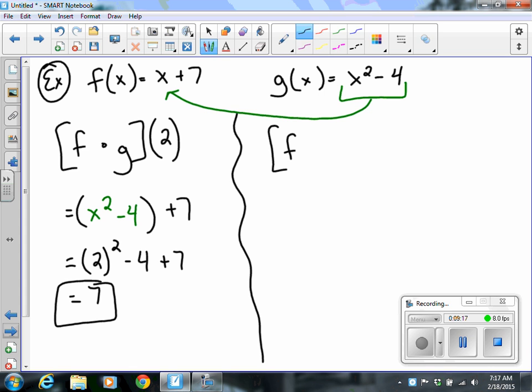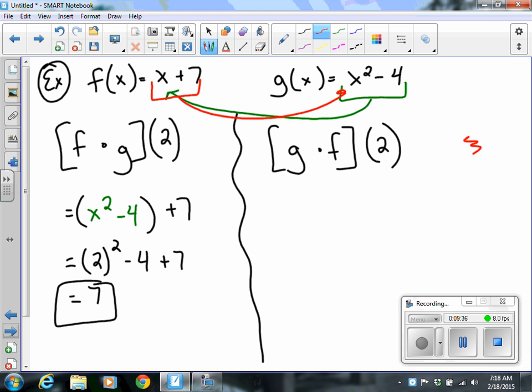Now for you, you're going to do the reverse of this, with the same value of 2. With the red here, you will be plugging this into this spot, hint, hint. Okay, good luck. Like I said before, you will be plugging the x plus 7 into the x squared spot.